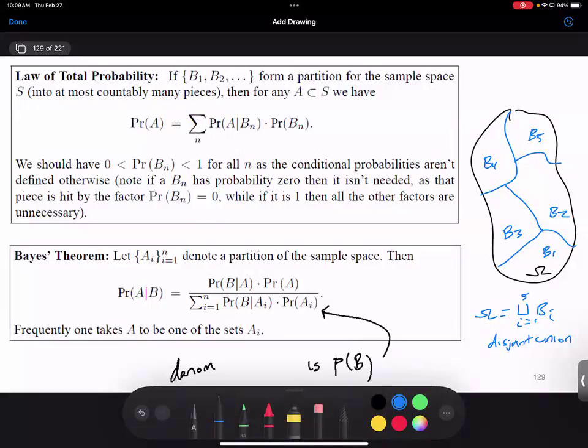Let's assume B1 happens. What's the probability that A happens given that B1 happens? And then multiply that by the probability that B1 happens. And then we look at, well, what happens if B2 happens? What's the probability that A happens if B2 happens? And then multiply that by the probability B2 happens.